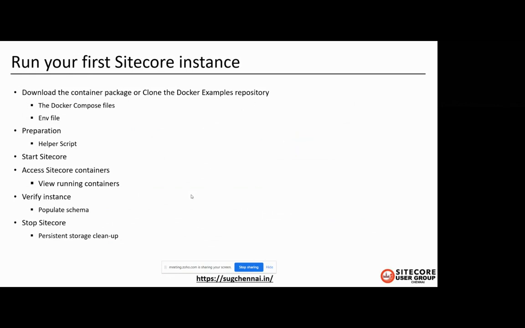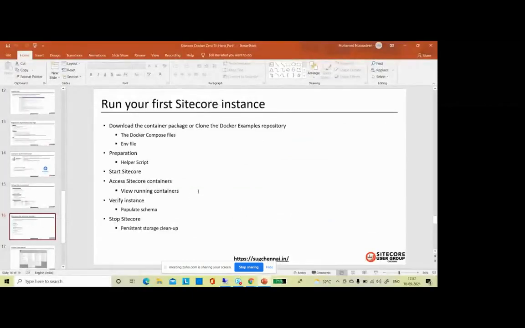Now we'll see how to set up and run our first Sitecore instance. Quickly, we can get an out-of-the-box single instance up and running with minimal configuration. I'll explain the approach now. You can use the same approach to start any configuration. You can download the container package from dev.sitecore.net. Let me go to dev.sitecore.net.